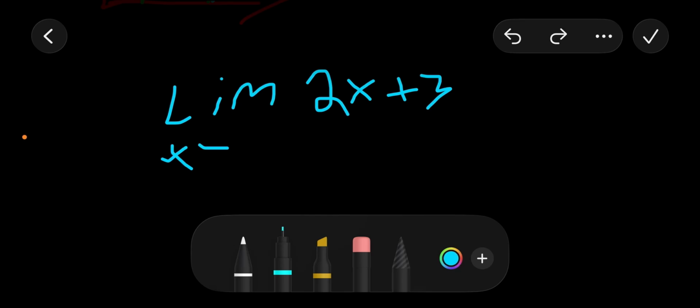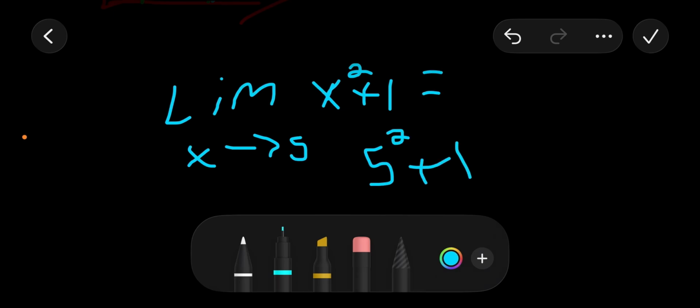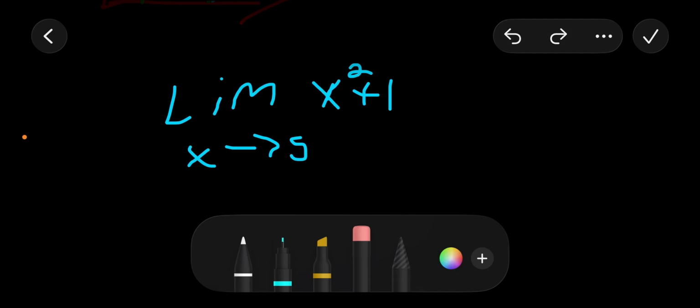But this doesn't always work, because remember, a limit is when a value gets very close to a number without reaching it. So let's get through another example. x squared plus 1, limit as x approaches 5, we'll have 5 squared plus 1, or 26. But remember, this doesn't always work, because a limit is when a value gets very close to something without reaching it. Just making sure you remember.